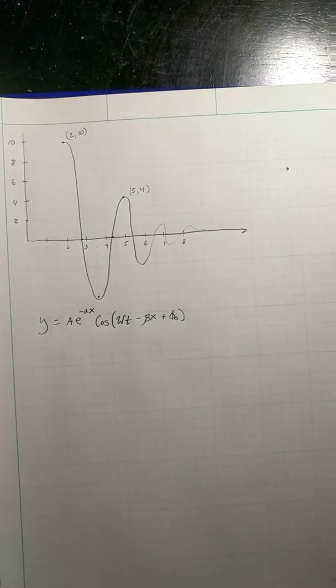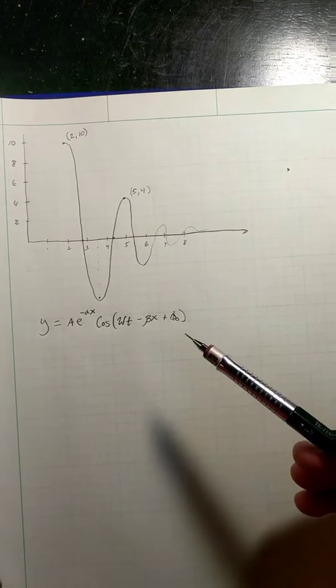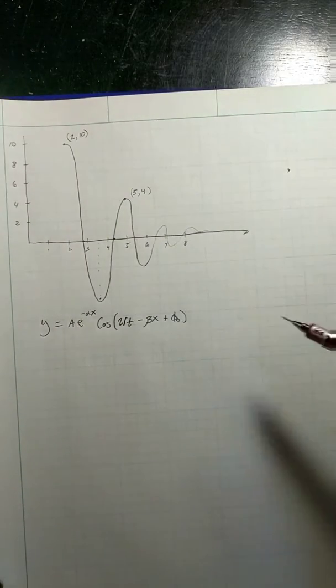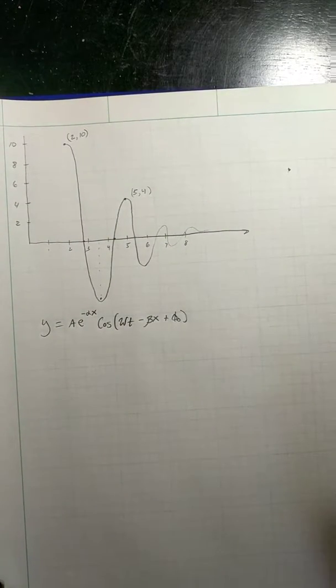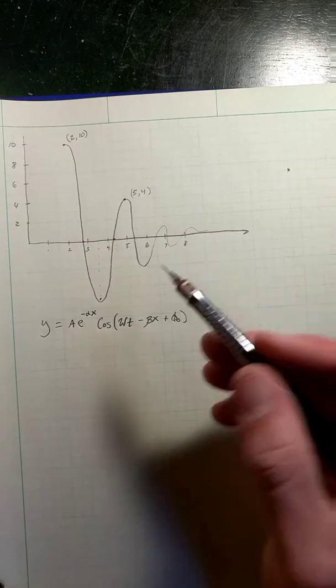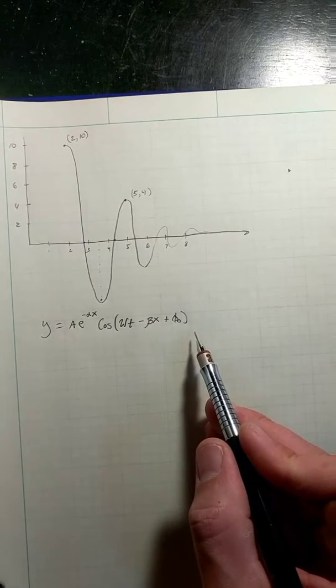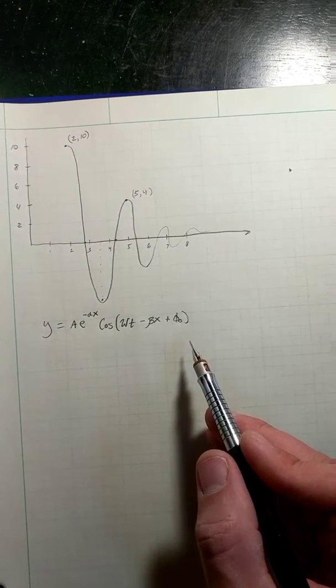Alright, so here's the problem. Our curve's gonna look something like that. Wasn't too rigorous. And then we have our equation right out of the book for a traveling wave with attenuation.